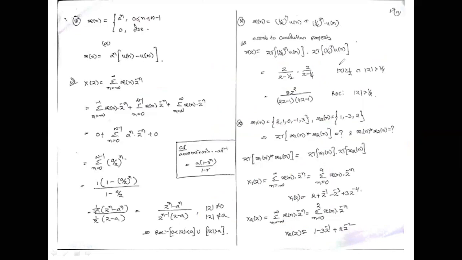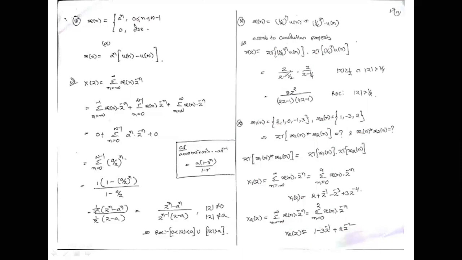Then another example. x of n is equal to (1 by 2) whole power n u of n convolution. This is a convolution, my dear students, don't think it is a plus. Convolution of (1 by 4) whole power n u of n. Convolution in the time domain means what in the frequency domain? Multiplication.